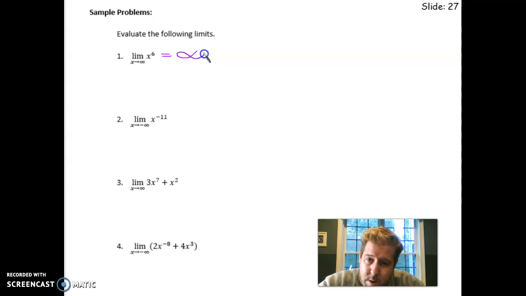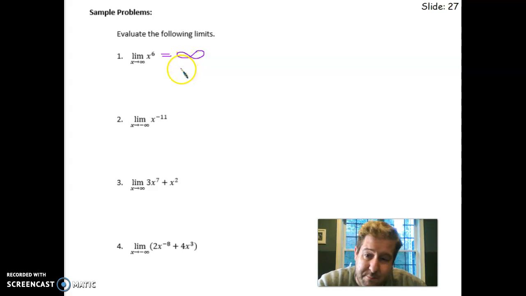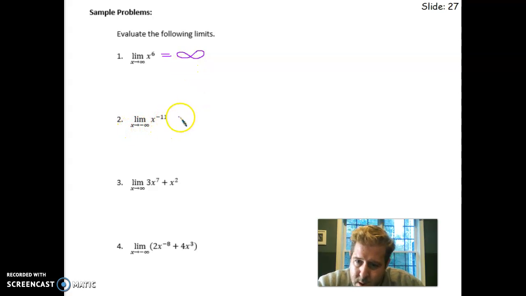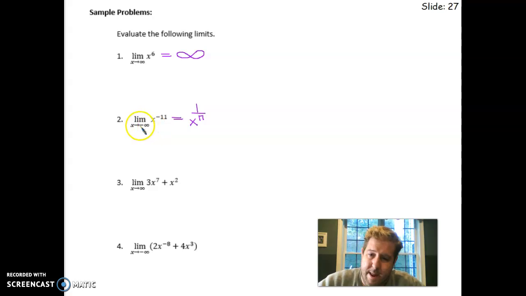And the higher you make x, the larger it's going to be, and closer it's going to get towards infinity. Now, obviously, it can't reach infinity, because it's just an idea, but that is going to be our answer. All right, now the next one, this happens to be the same thing as 1 over x to the 11th, because this is a negative exponent. Now, what is happening as we go towards negative infinity?